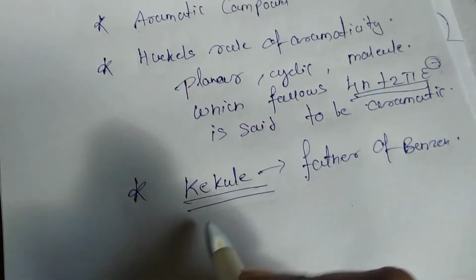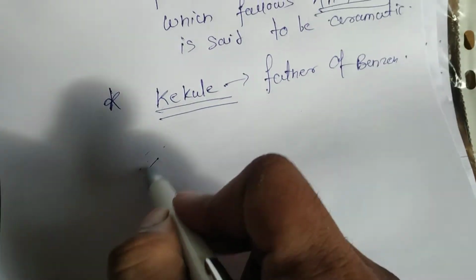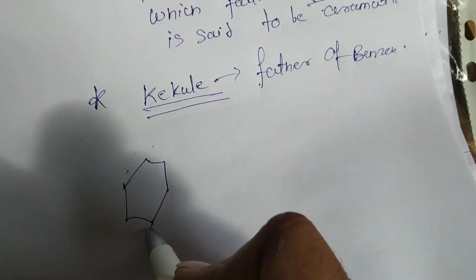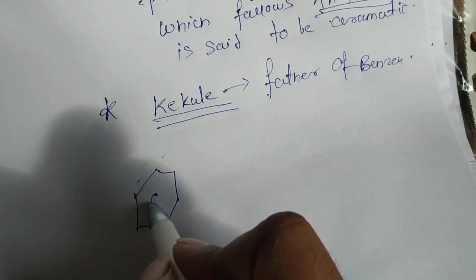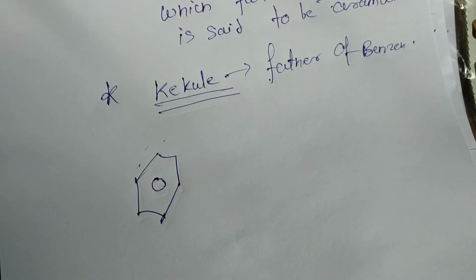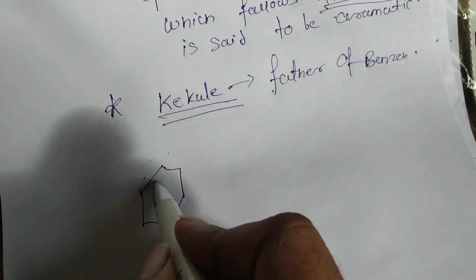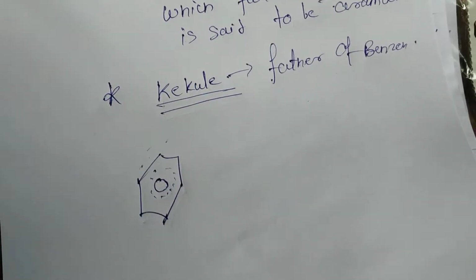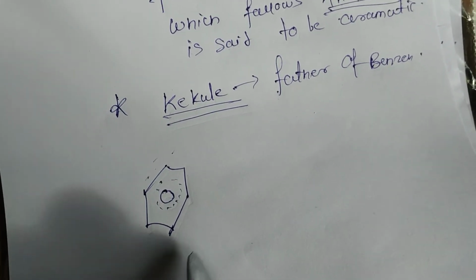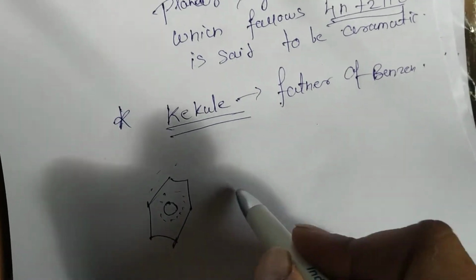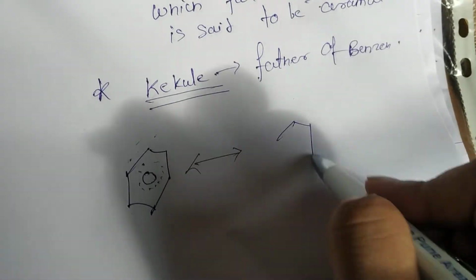Okay, now the representation. This is how we can represent it, just by putting a simple circle in between. That shows that the pi bond character is everywhere in the structure, or you can also represent the structure in this way.